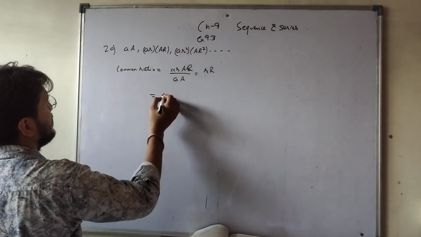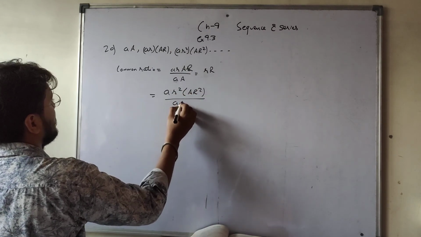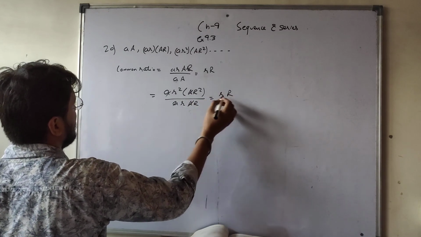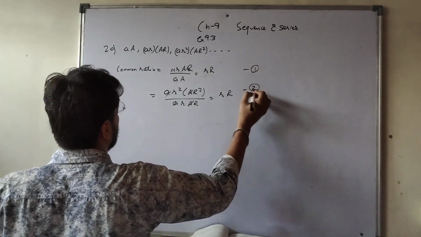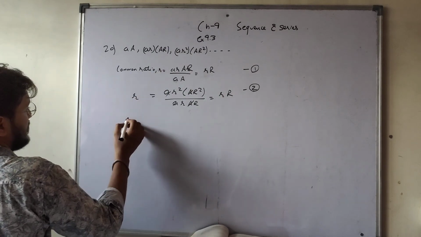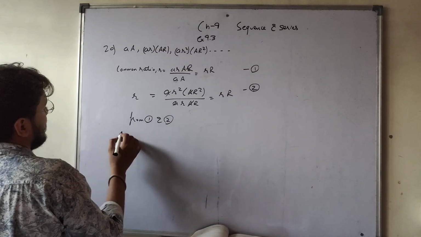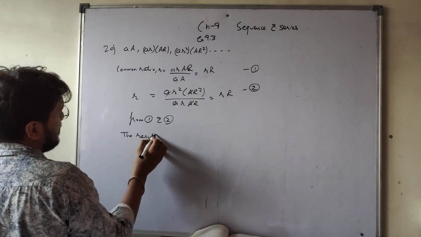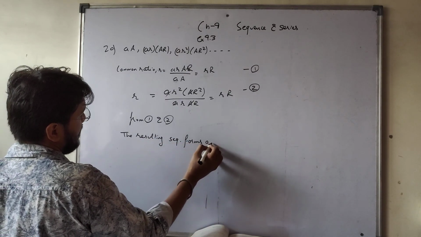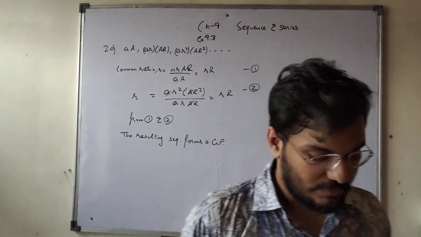Similarly, this will also be equal to third term divided by second term. So this will also be r. So if first is equal to second, from first and second, we can say the resulting sequence forms a GP because common ratio is same. So when common ratio is same, resulting sequence will be GP.